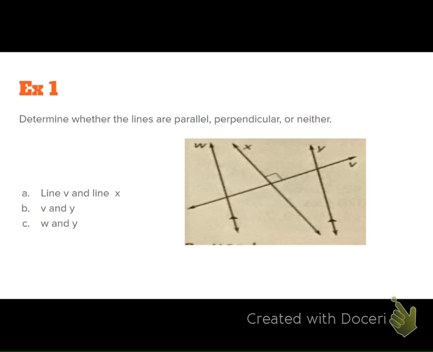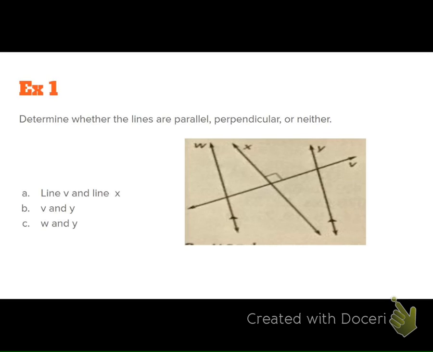Okay, so after that, we're ready to jump into our examples. Here, we want to determine whether the lines are parallel, perpendicular, or neither. So, Jaquan, we were at U. I'm going to read which one we're on. So, we have line V and line X. Are those parallel, perpendicular, or neither?